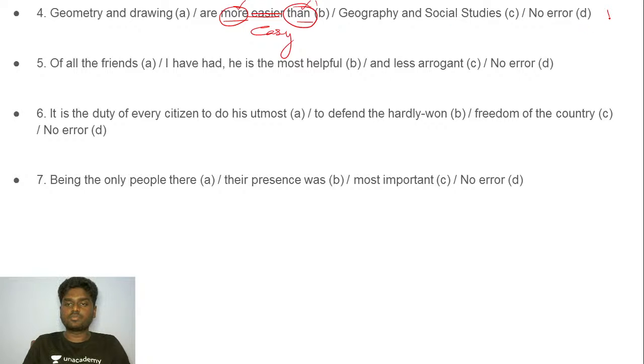So definitely it should be option... that is for the fourth one. The error is with option B, right? Good, very good. Superb, superb, Soundarya and Meghna. Go for the fifth one.